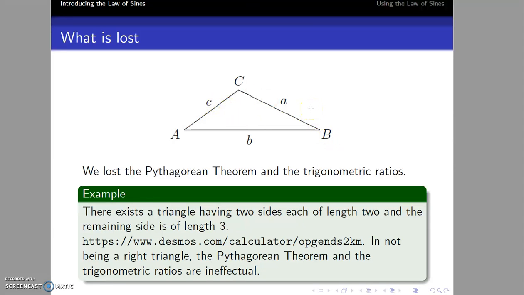At any rate, if you're working with a general triangle, if you don't even know you have a right triangle, then you cannot get a few things. In particular, you cannot get the Pythagorean theorem, and you don't get any of the trigonometric ratios. Because there is a triangle out there where there's two sides of length 2, and the remaining side is of length 3. That is not a right triangle. That does not satisfy the Pythagorean theorem. 2 squared plus 2 squared does not equal 3 squared, which is 9. You don't get the Pythagorean theorem in general.